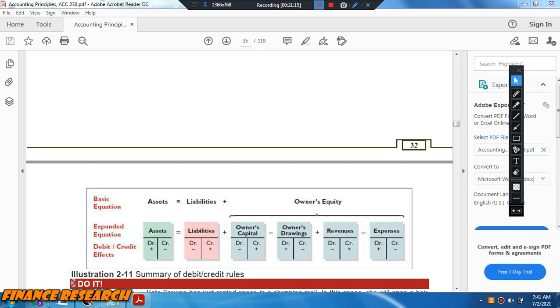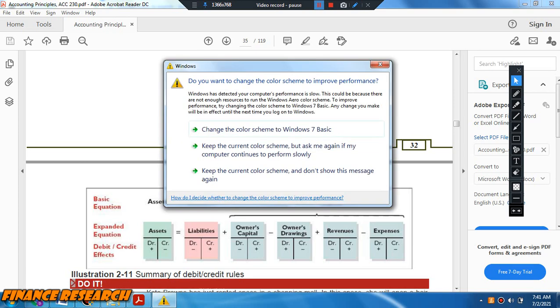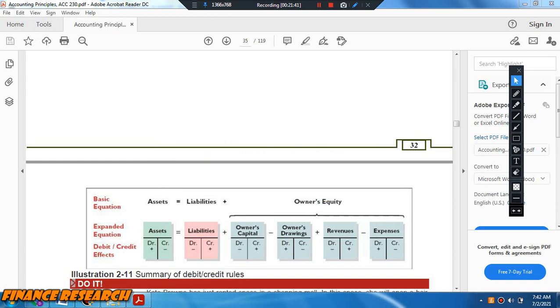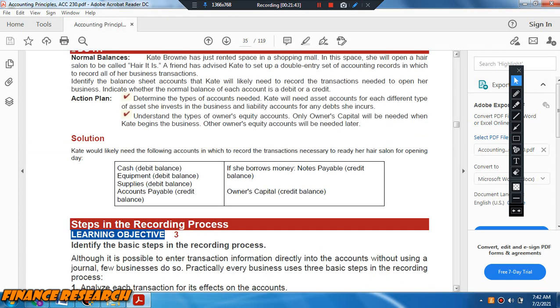Just find out assets and expenses. If they are increasing, write on the debit side, otherwise write on the credit side. And apart from assets, expenses and owner's drawing, liabilities, the owner's capital and revenue, if they are increasing, write on the debit side, you debit it, otherwise credit it. Okay, so this is the transaction.